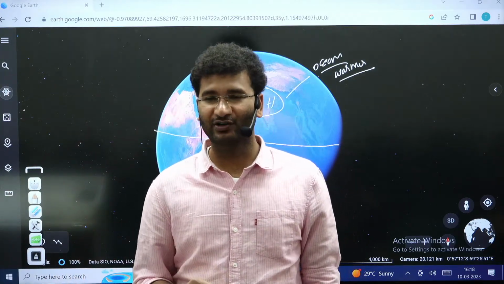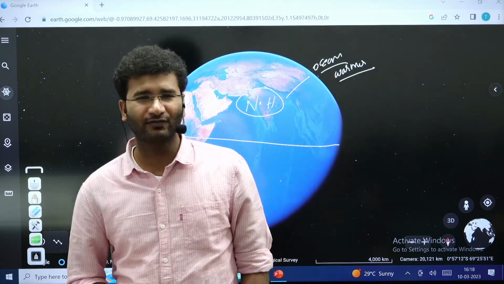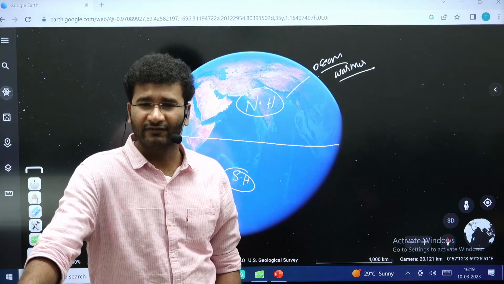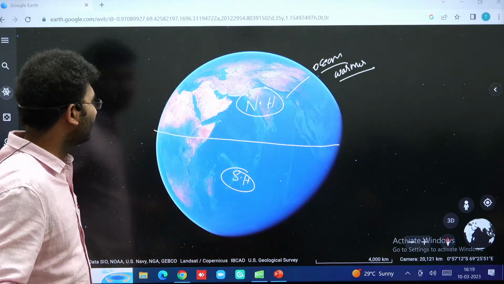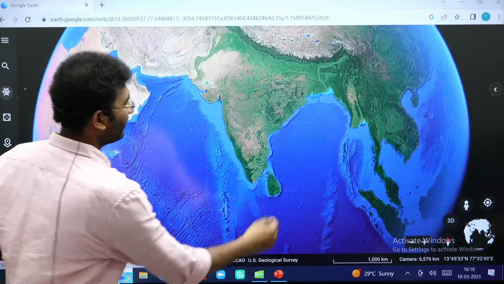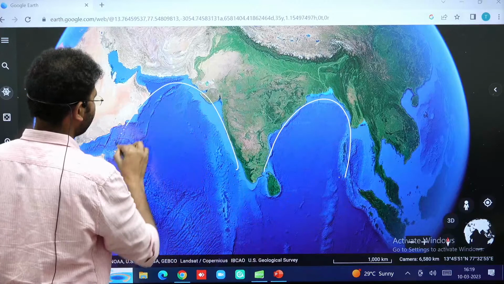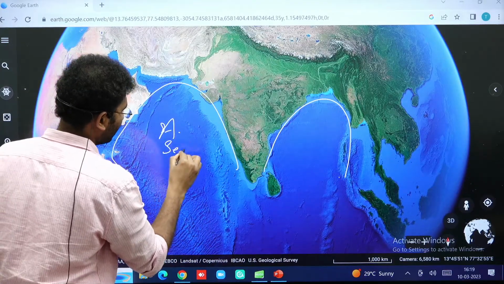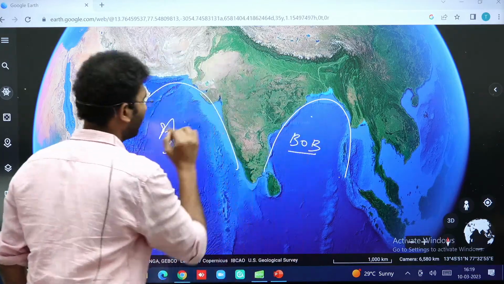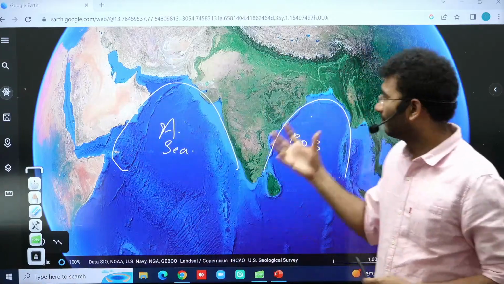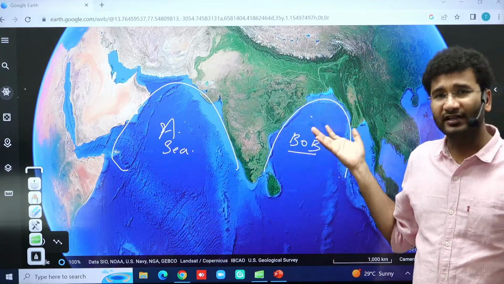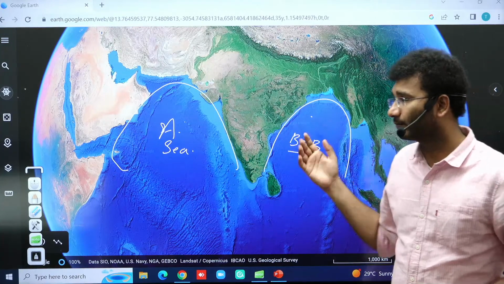Now try to understand the concept. See, because of the uneven distribution of land and ocean, you will get to know that the distribution of temperature is also very different. So see here, you look, this is your Bay of Bengal and this is your Arabian Sea. Which ocean is warmer? Is it Bay of Bengal or Arabian Sea? So you have Bay of Bengal, you also have Arabian Sea. Now my question here is, which ocean is warmer? Is it Arabian Sea or the Bay of Bengal?